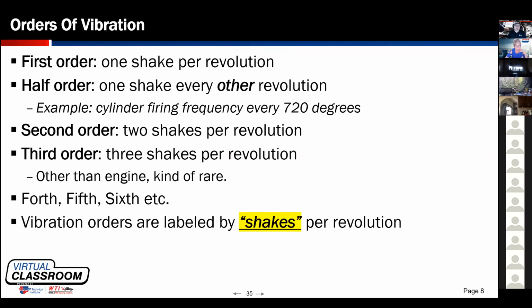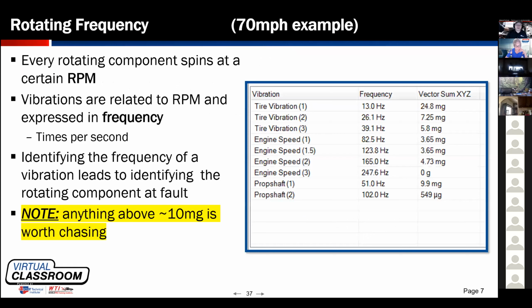Real neat. All right. So coming back down from that, look, orders of vibration, as I tried to explain to you earlier, are how many shakes per revolution we have. So if I had a first order vibration, it's 1 shake per revolution. If I had a half order, it would be 1 shake every other revolution. Second order, third order, whatever. All right. So in this picture right here, this should make sense to you.